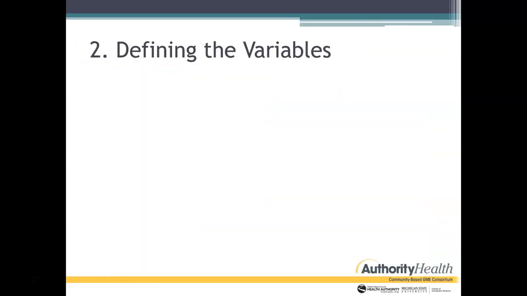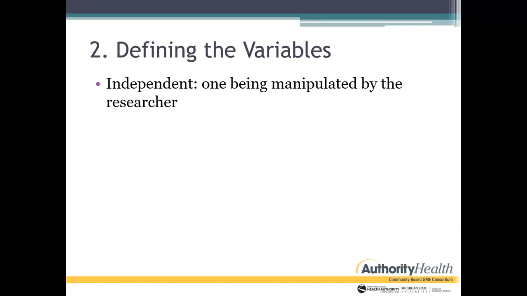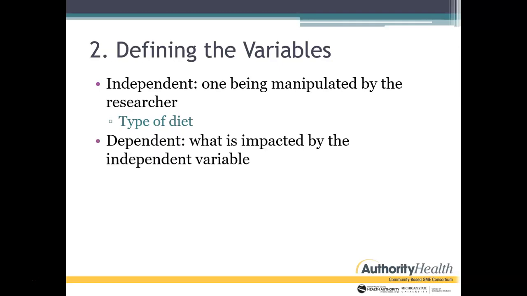Next, you want to define the variables that are being studied. Now, let's just remember the independent variable is the one being manipulated by the researcher. So I'm going to give you guys an example of putting people on diets. So independent, if you had different kinds of diets, the independent variable would be the type of diet. Dependent is what is impacted by the independent, of course. And so for a diet plan, it would be the subject's weight.